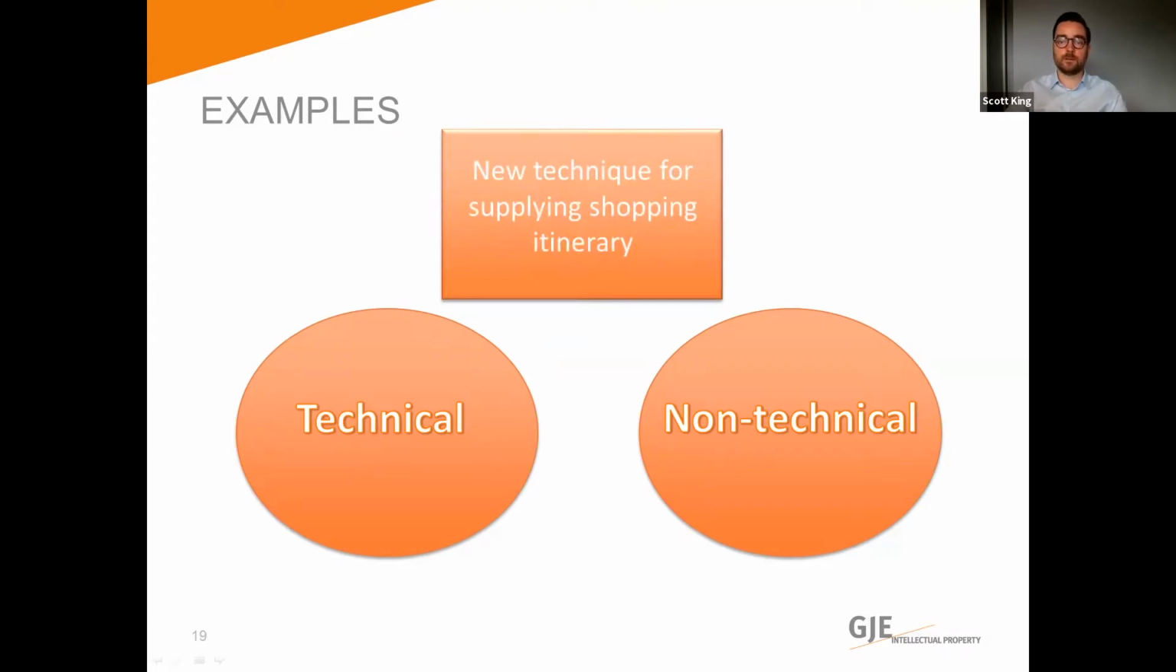The next example is a new technique for supplying a shopping itinerary to a user. So the invention is that a shopper enters 2 or more desired goods into their mobile device before going shopping, and the software on the device displays a shopping itinerary showing an order or a sequence in which the shopper can visit a group of vendors in order to obtain the desired goods. So the itinerary is shown as a function of the user's profile. So the user might determine that they want the shortest distance between shops or goods at the cheapest purchase price.